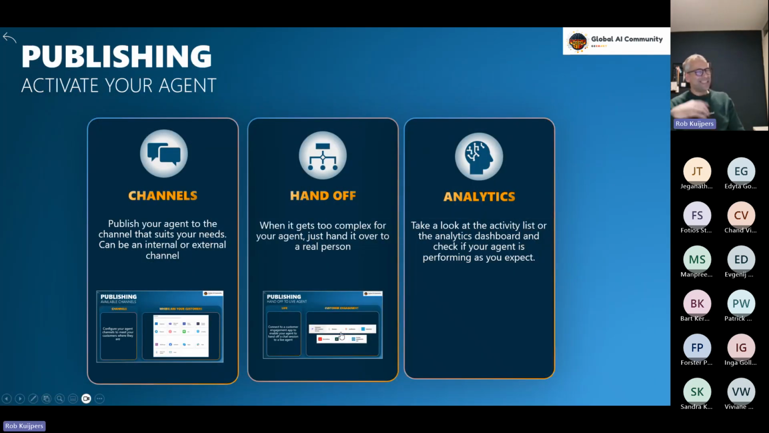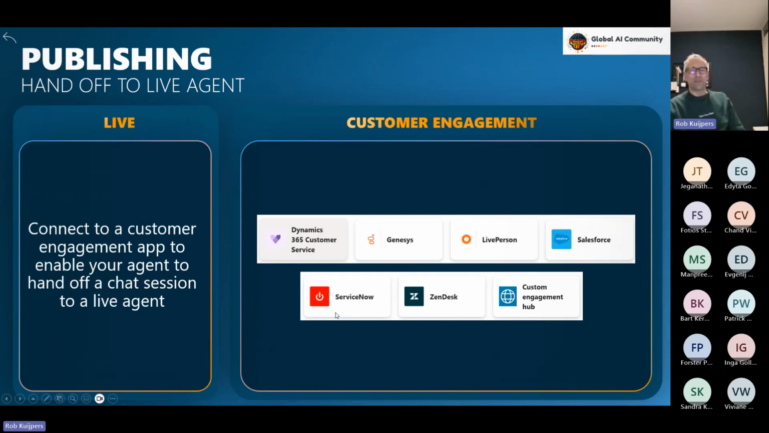But also when sometimes it gets too complex for your agent, and you just want to hand it over to a real person. In that case, you can also connect it to your CRM system, like Dynamics 365 Customer Service, or Salesforce, or ServiceNow and Zendesk. So if it gets too complicated for your autonomous agent, you just hand it off towards a chat session with a live agent.